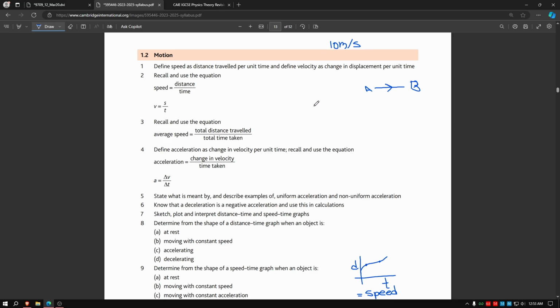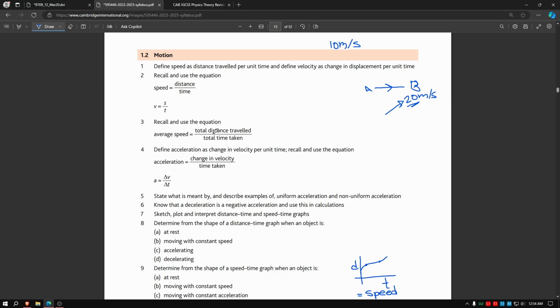Velocity is also basically speed, but with direction. So if you're moving this way, this is your direction, and your velocity will be 20 meters per second. So it has direction and a magnitude, or size. Average speed is total distance divided by total time, the same thing as speed equals distance by time. Just take the whole graph's total time.